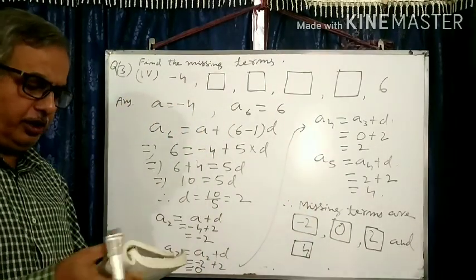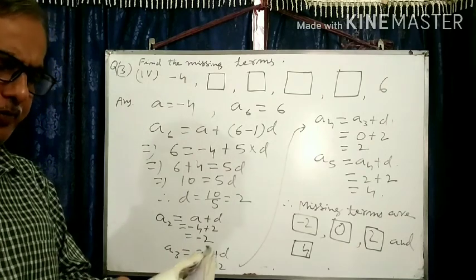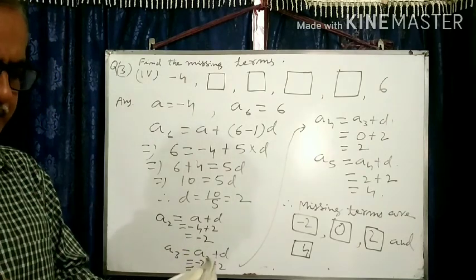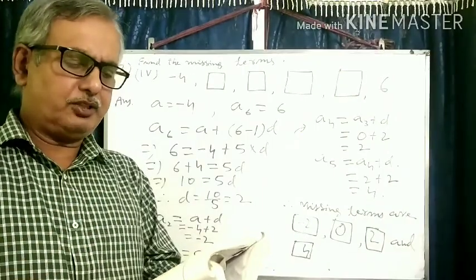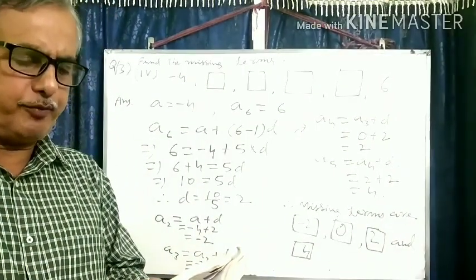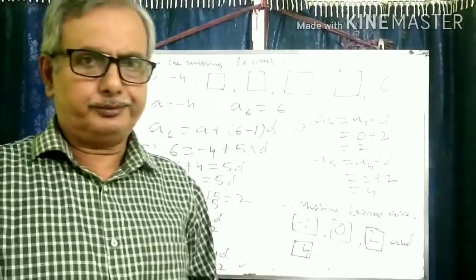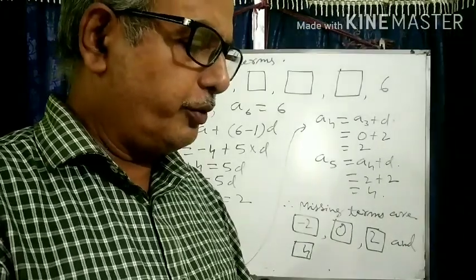Question number 3, the rest you have to do yourself. Just find the missing terms. What is given is alright. What is not given, that you have to find out. Now, the next question we are doing in the next video.